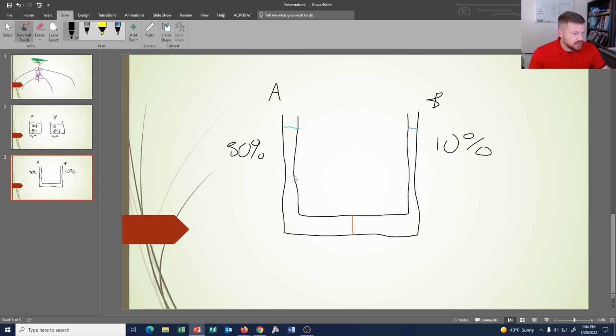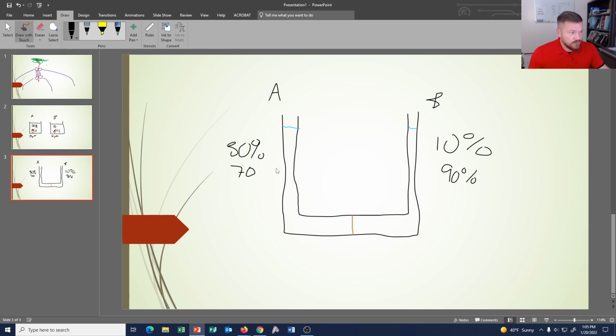And what I want to know is, since both of these columns are filled completely to the same level with water, and since this membrane is permeable to water only, what would happen to the volume in these columns over time? Well, since this side is 30% salt, it's going to be 70% water. And since this side is 10% salt, it's going to be 90% water. And if you remember what I said before about diffusion, diffusion moves from high concentration to low concentration of whatever you're talking about.